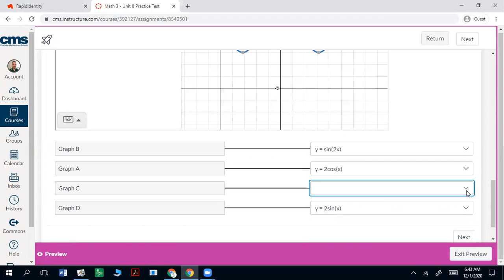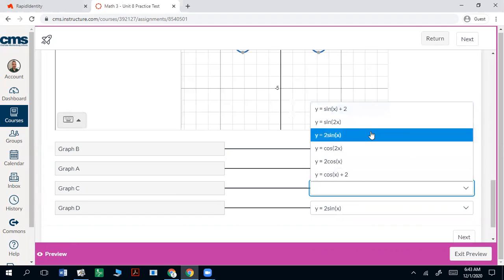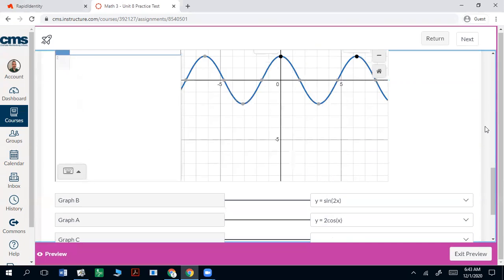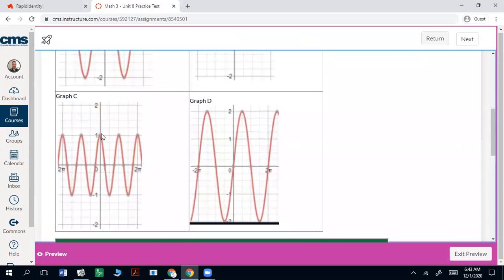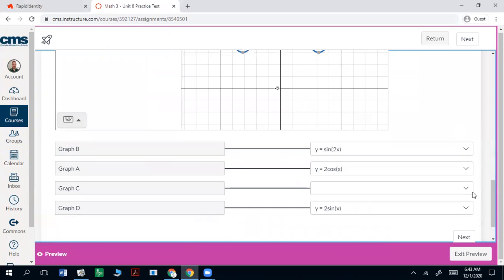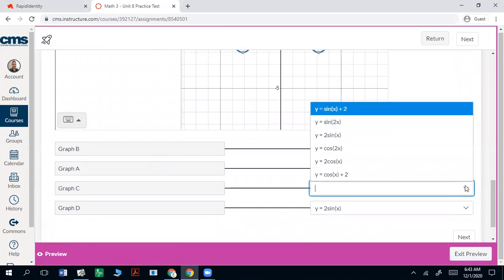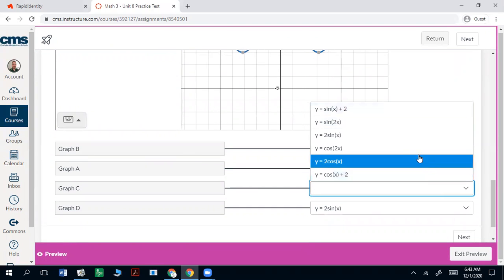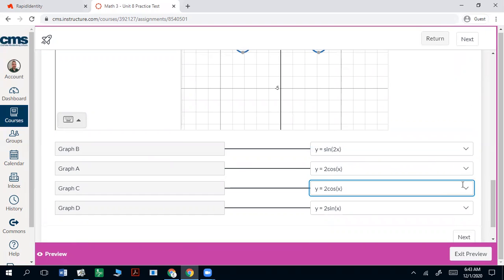is one of a couple left. We know it's not going to be sine of x plus 2. Graph C also has a peak at 1, so it starts at the maximum. That means it's going to be a cosine. So it's going to be 2 cosine of, no, sorry, it's going to be cosine of 2x.